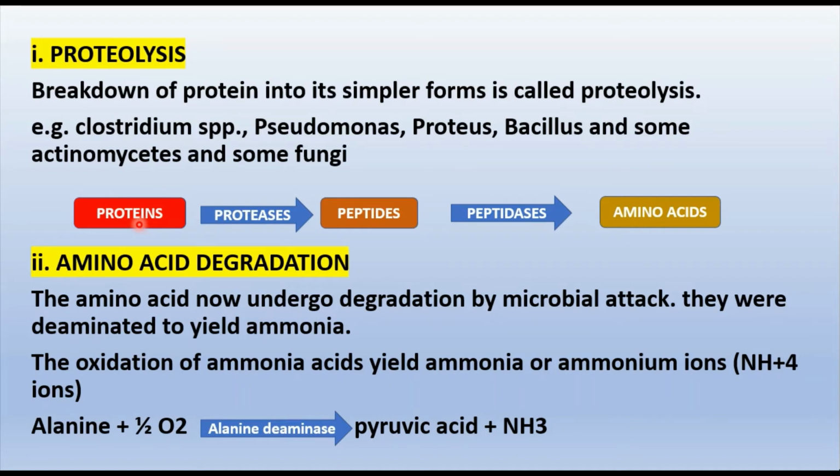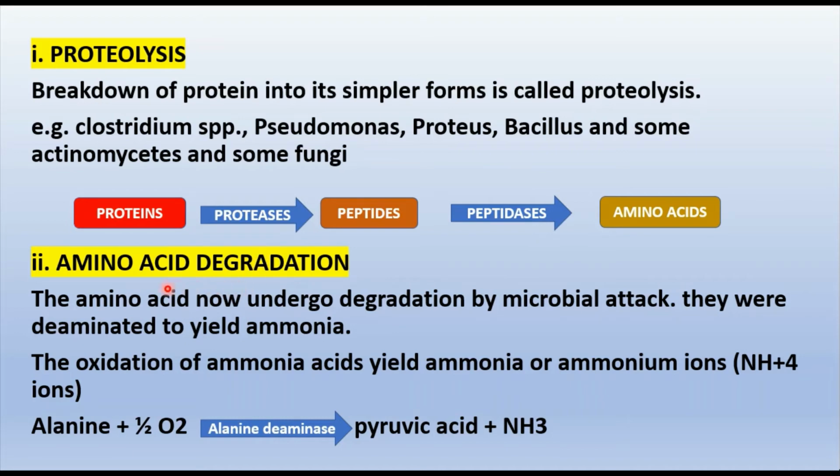Now, how do they perform this? They are able to secrete extracellular enzymes, namely proteases, that convert the protein into smaller units called peptides, which are then attacked by other proteolytic enzymes, namely peptidases, and these ultimately result in the release of amino acids. So here you can see the overall process from proteins to amino acids, through the involvement of proteases as well as peptidases.